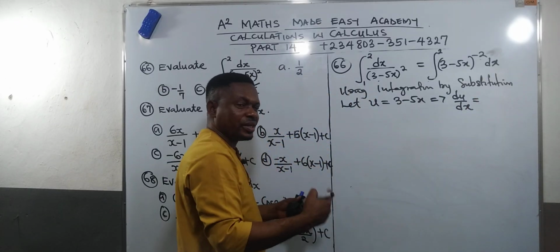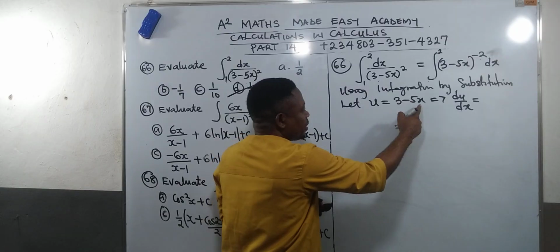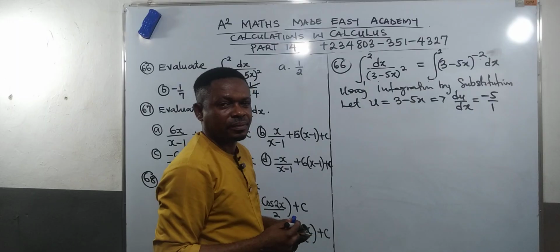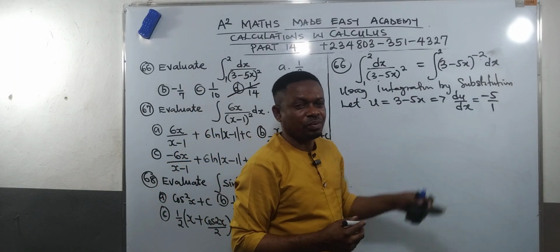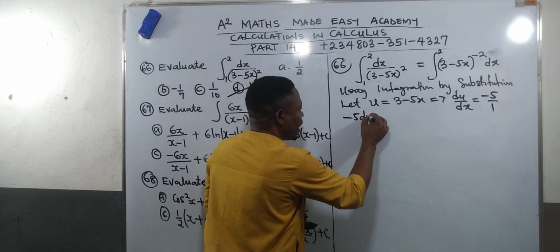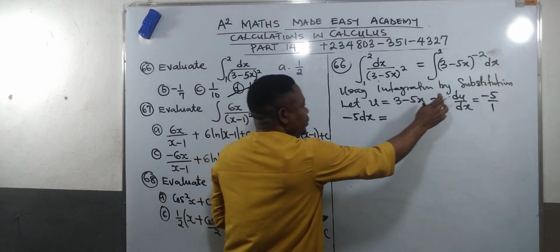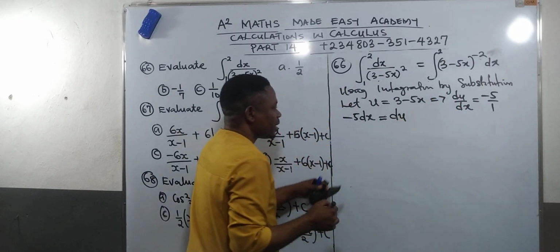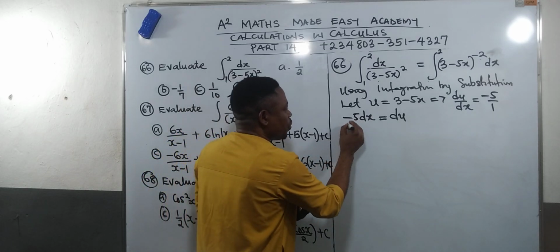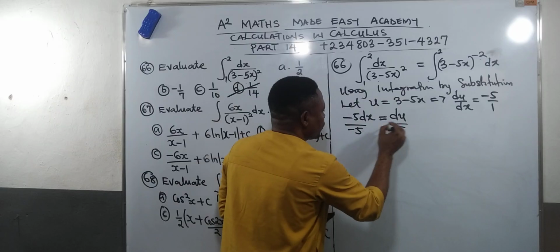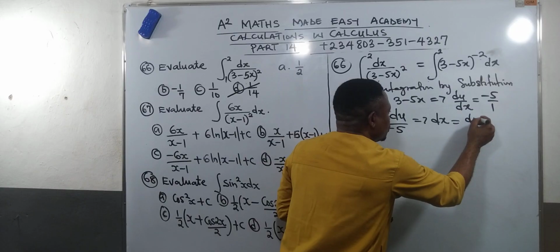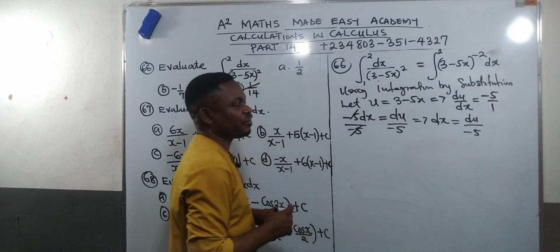Then differentiate 3, which is already 0. It's a constant. Then differentiate minus 5x. It will give you minus 5, all over 1. Then the next thing is to cross multiply. dx times minus 5 will give me minus 5 dx. Then equal to du times 1 will give me du. Can you see that freely I can make dx the subject of the formula? You divide by the coefficient, minus 5 over minus 5, so that this will cancel this. Can you see that dx is now du all over minus 5? Have I made myself clear?